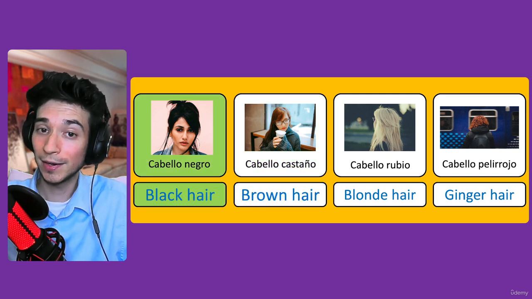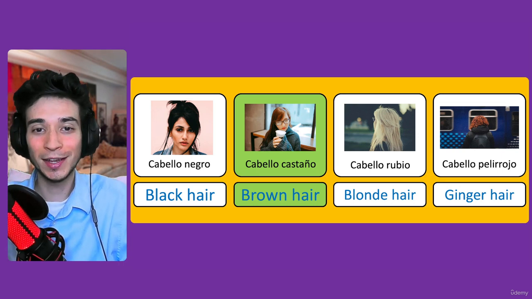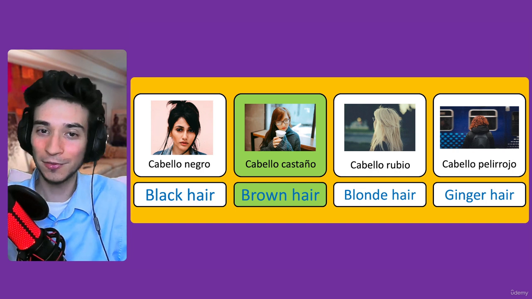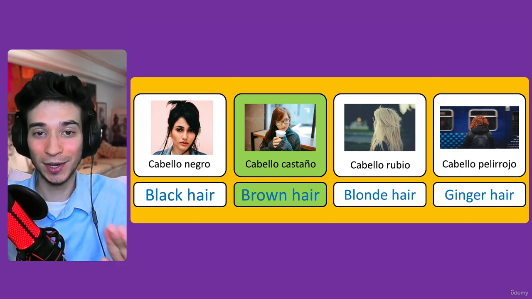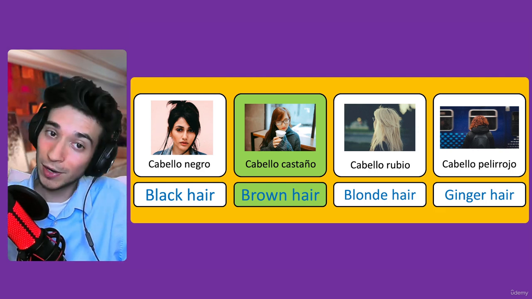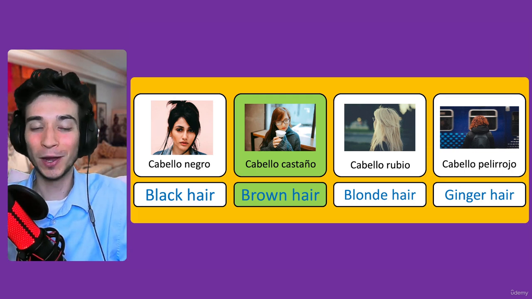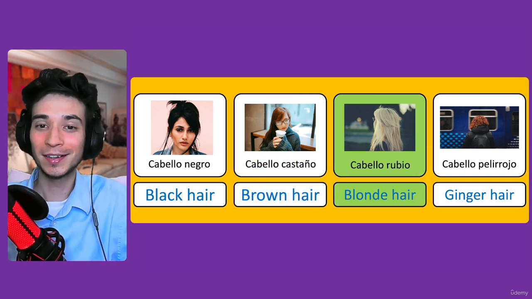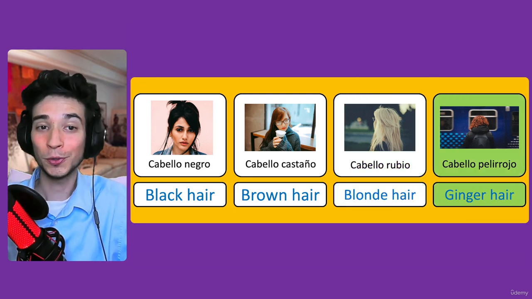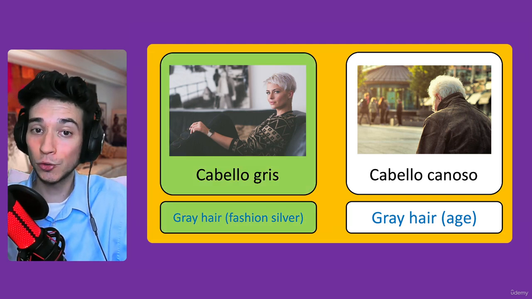Cabello negro, black hair. Cabello castaño. Oh, one more thing. Some people might actually say cabello café castaño. Like brown castaño. Some people say it that way too. Café castaño. For brown hair. So yeah, cabello castaño, cabello café, café castaño. Too many words, but it's okay. One of them will work. The next one, cabello rubio, blonde hair. Cabello pelirrojo, ginger hair.